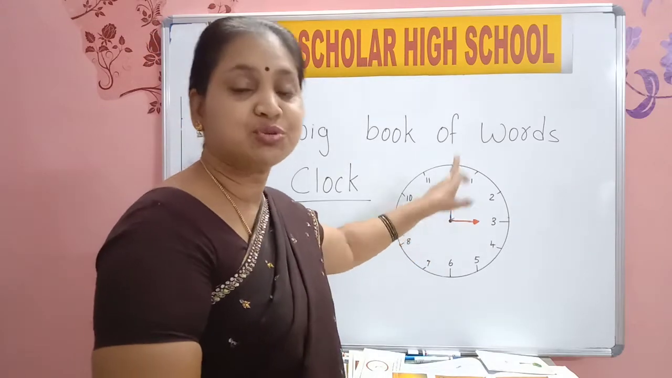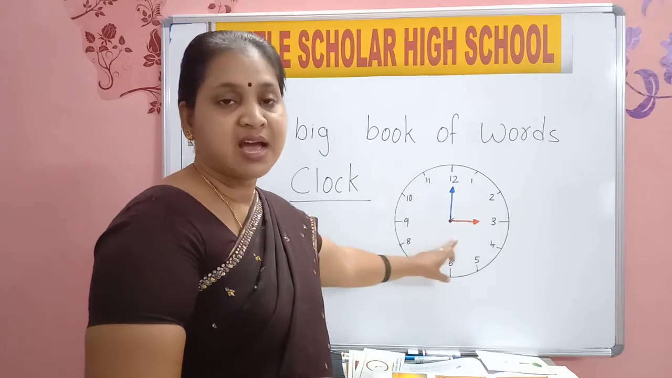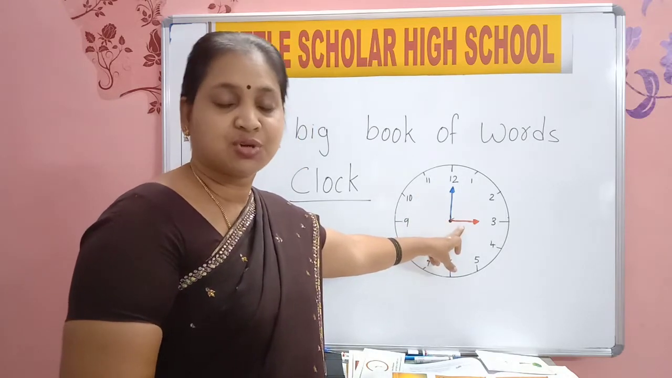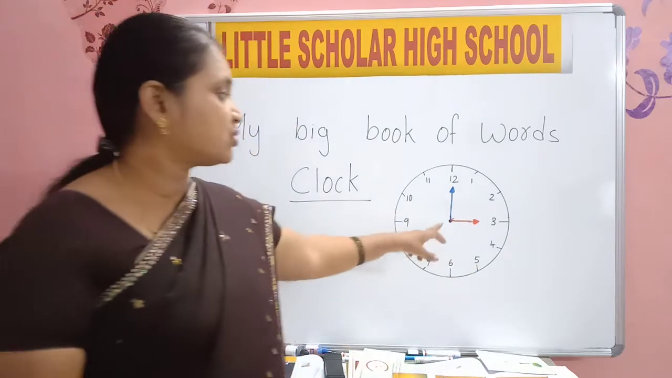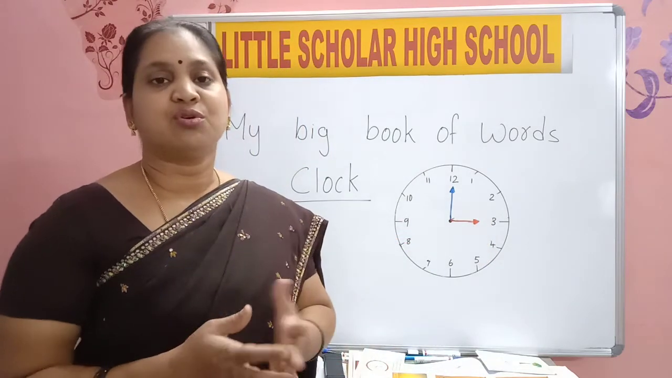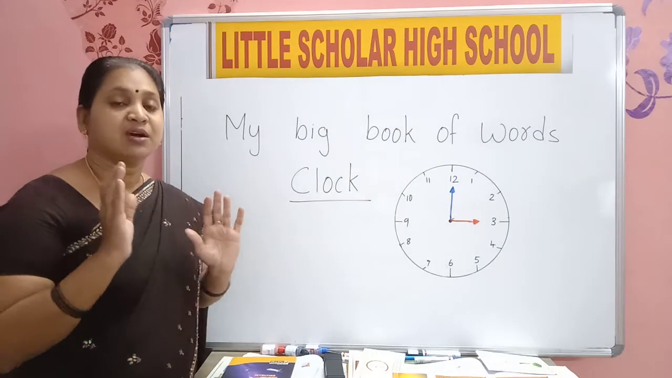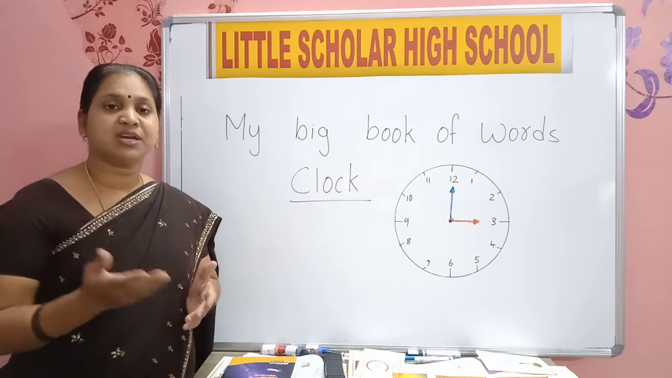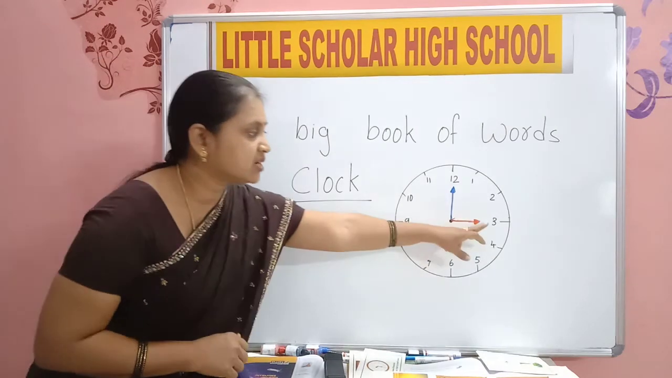In a clock we have two hands, the minute hand and the hour hand. To know hours, you should see the short hand, the hour hand. Now on the board, where is the short hand? The short hand, the hour hand, is on 3. So what is the time? 3 o'clock. You have a clock at home. You see the clock and you practice. You read the time and tell your parents.